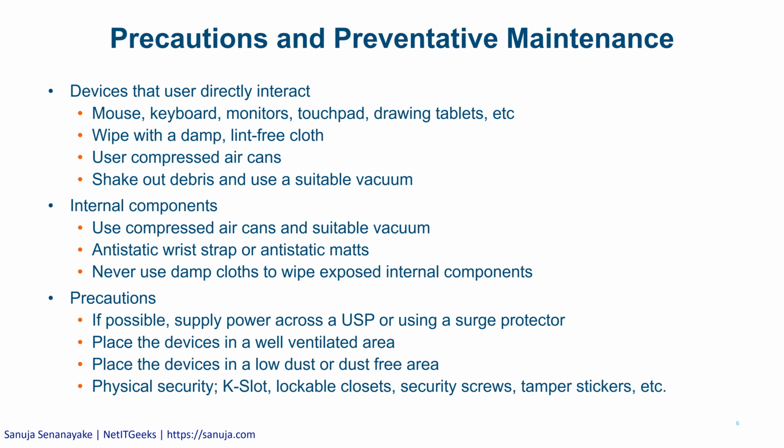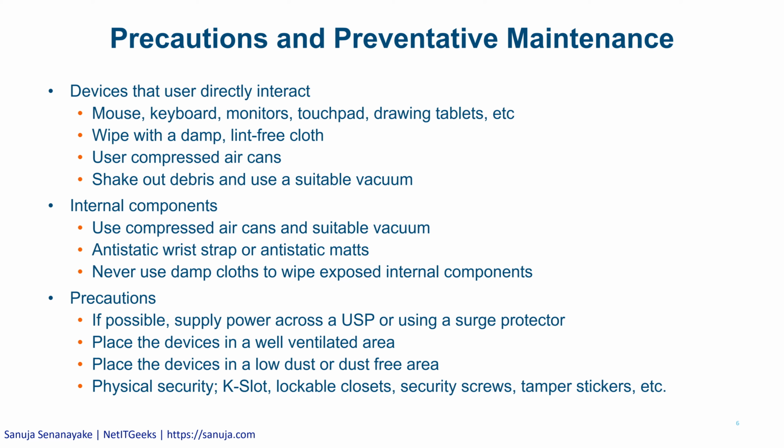You can't control every behavior of every human. So how do you clean those things? Make sure you wipe with a damp cloth, basically a damp lint-free cloth, because lint is bad for computers. Use compressed air cans to clean those devices. For the hard to reach places where dust accumulates, compressed air cans are a really good option. You can also shake out debris and even use vacuums.